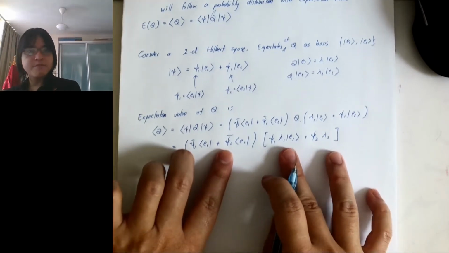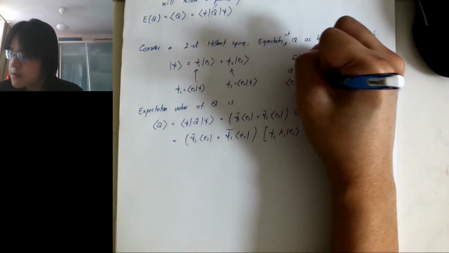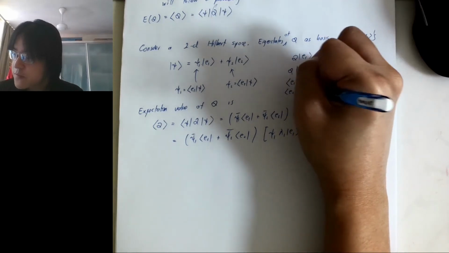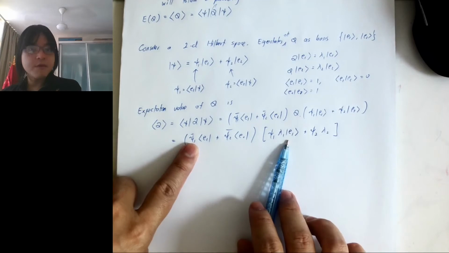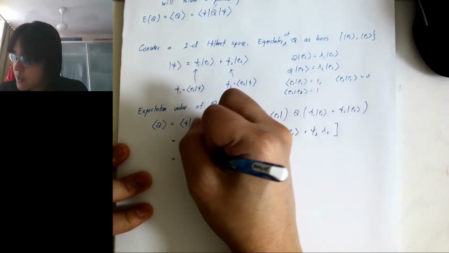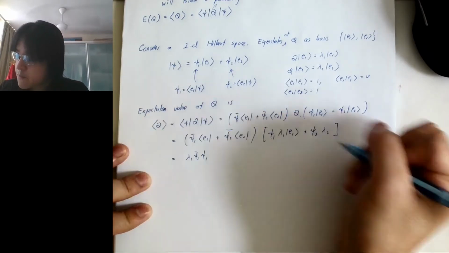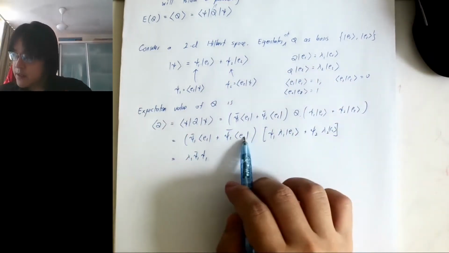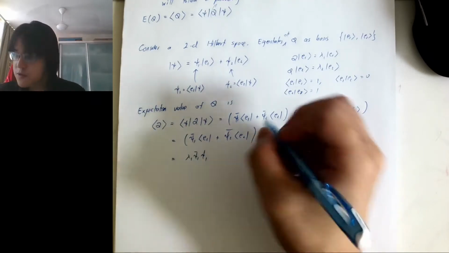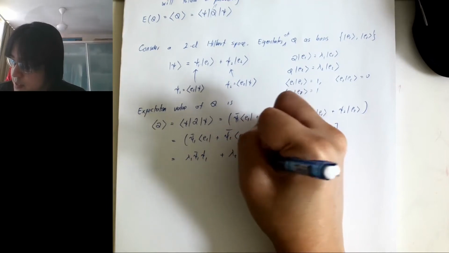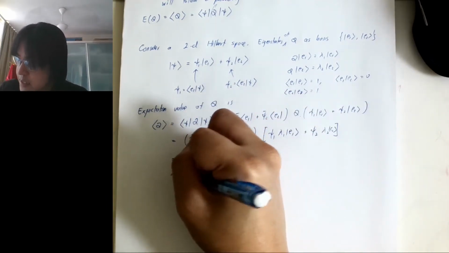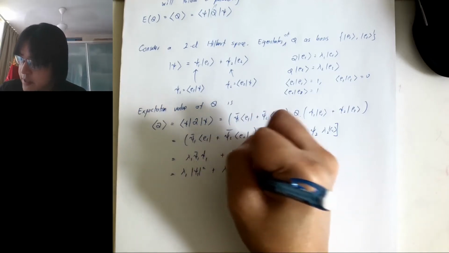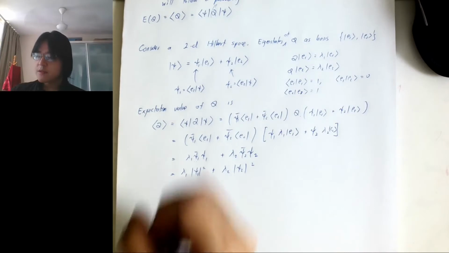Now I expand this bracket, but remember the states are also orthonormal. So E1 closed with E1 becomes 1, E1 with E2 is 0, and E2 with itself is also 1. That means only E1 with E1 and E2 with E2 are non-zero. So it becomes lambda 1 psi 1 bar psi 1, and the cross terms become 0, gone. And then E2 with E2 becomes lambda 2 psi 2 bar psi 2. So what is psi bar times psi? The complex conjugate number times itself is just the absolute value, and same thing here, the absolute value. So this is the expectation value.